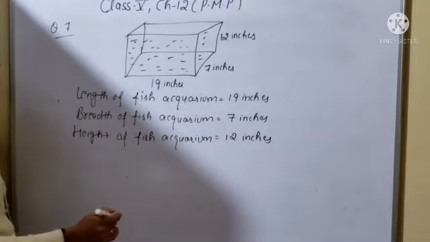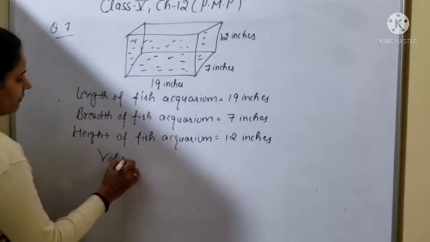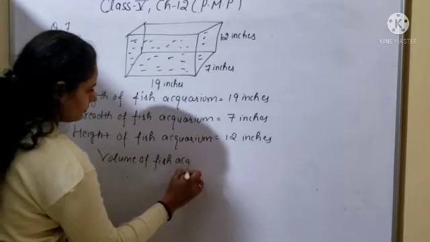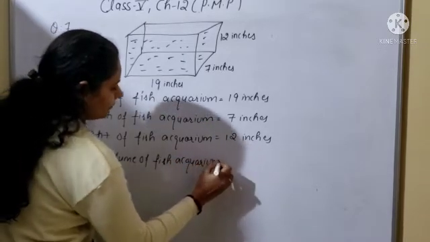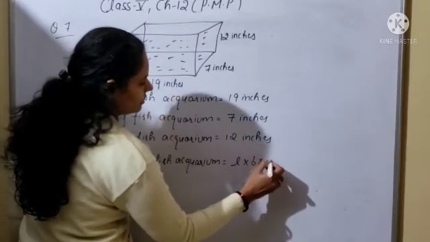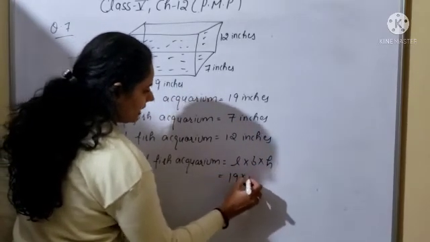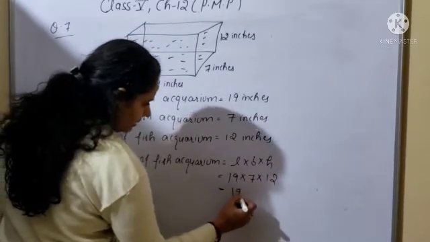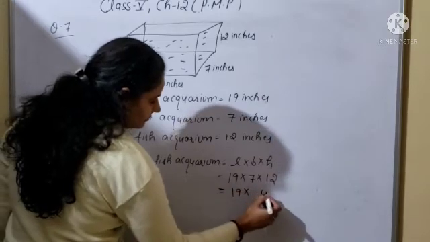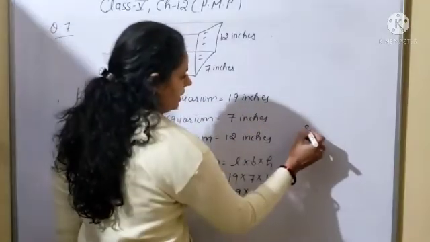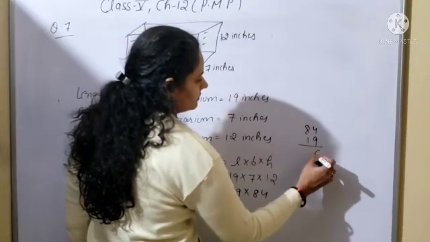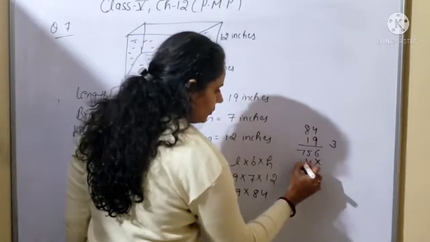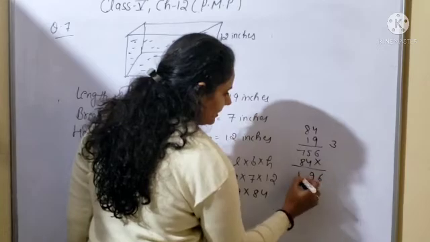So how much water can it hold? It means volume. Okay, you will find out the volume of the fish aquarium. Volume of fish aquarium will be length into breadth into height. So 19 into 7 into 12. So 12 sevens are 84. Multiply it. So 84 and 19. 4 nines are 36, 6 and carry 3... 4 and 8, 6, 5 plus 4 is 9, 8 plus 7 is 15.